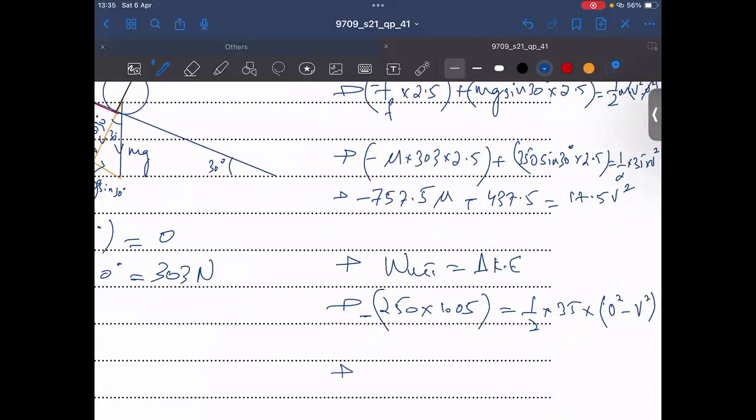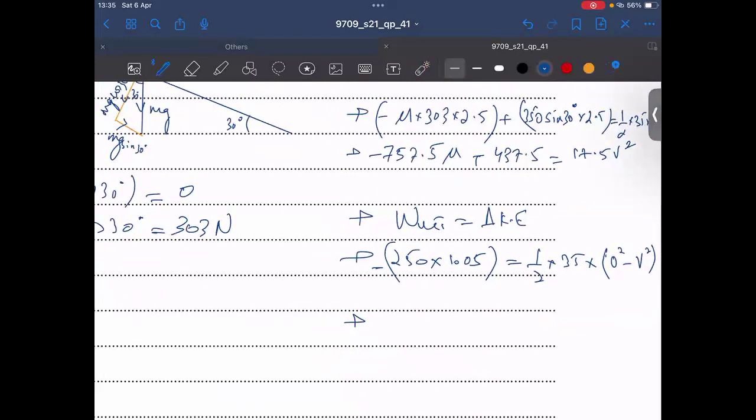All right, Amna, 250 times 1.05. Come on, hurry up. Need to go for namaz. 250 into 1.05. Answer is 262.5. Okay, equals 17.5 v square. All right. Minus and minus is going to get cancelled.